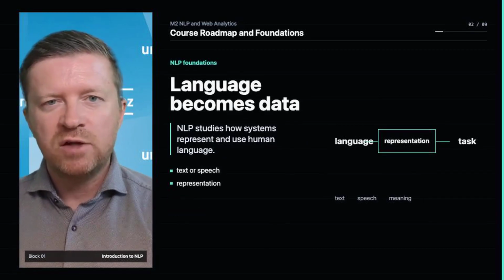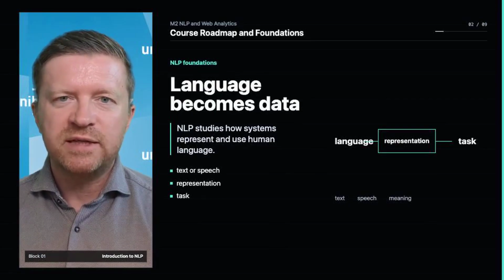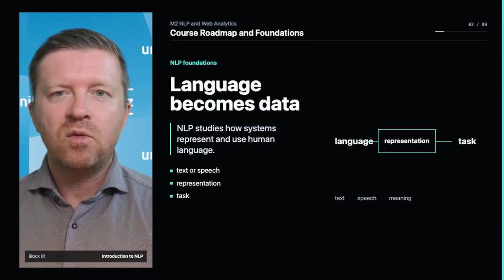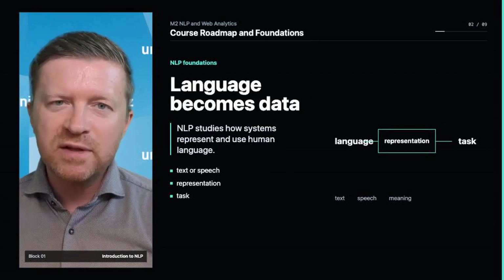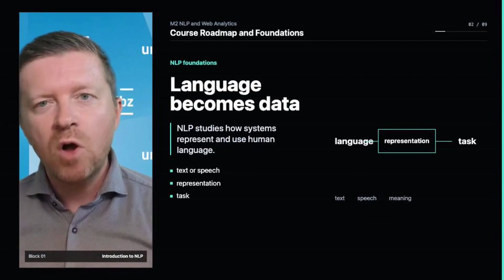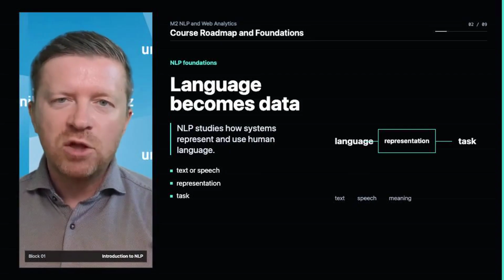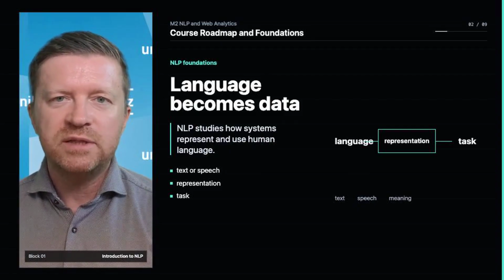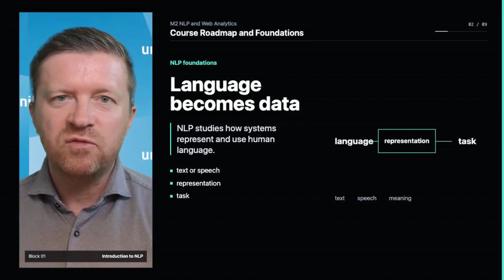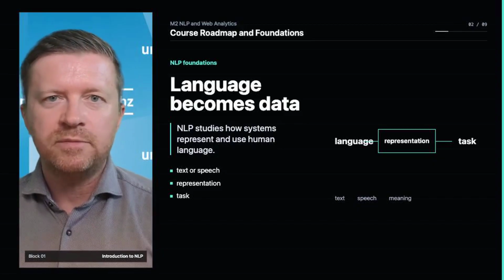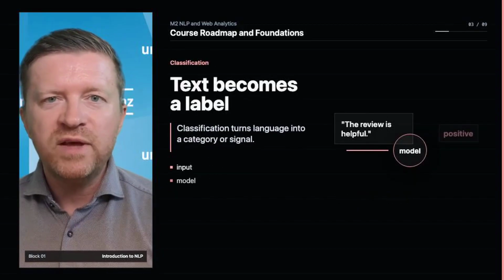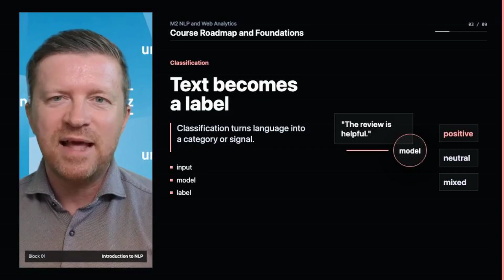We begin with a short introduction to natural language processing, what NLP is, what it is used for, and what current systems can do. We will also look at a few pre-trained models in action. The goal there is not to analyze every line of code immediately, but to build intuition for what these tools make possible. After that, we move into classification and sentiment analysis.